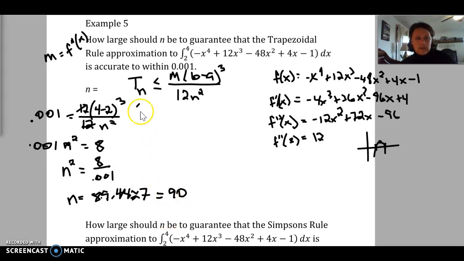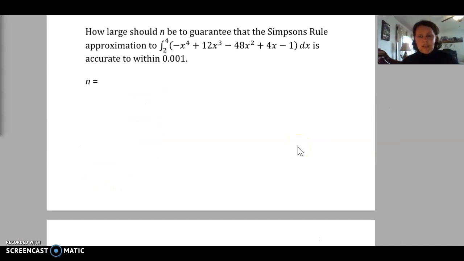Okay, now we got just another half of this, and then we'll be done. Okay, for the second part, now we're using the same exact equation. Everything's the same except for now we're using the Simpson's rule. So we want our error, again, to be within 0.001. Let's write down our equation.